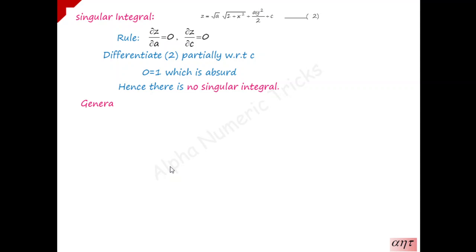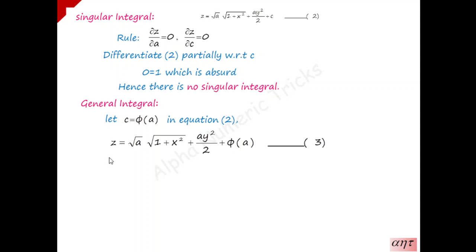Now we have to find out the general integral for this. What is the general integral? We have to substitute one constant as a function of the other in the complete integral. So c is equal to phi of a in the complete integral. Substituting, z is equal to root a into root of 1 plus x square plus a y square by 2 plus c replaced by phi of a. Now two constants in the complete integral are reduced to a single arbitrary constant.